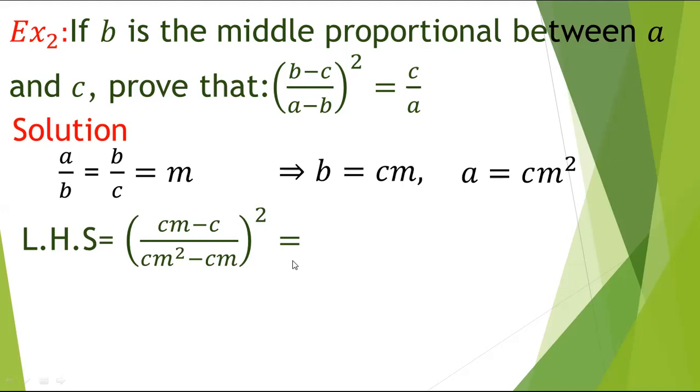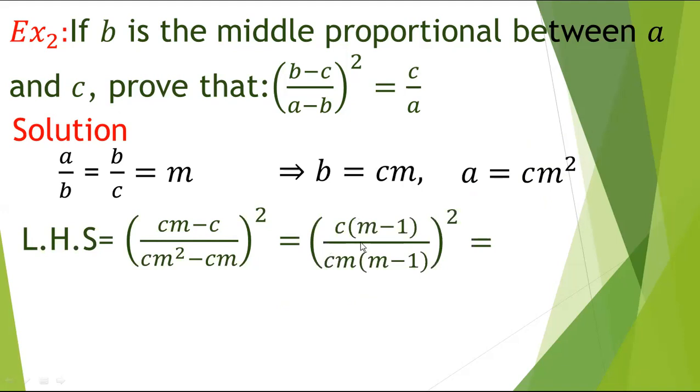The second step, as we said before, take HCF, highest common factor. In the numerator, we have C common factor, then C, open bracket, the remainder M minus C divided by C equals 1. Then C, open bracket, M minus 1. In the denominator, we have Cm common factor, then the remainder from the first Cm power 2 divided by Cm equals M, minus Cm divided by Cm equals 1. We can cancel the bracket up and the bracket down, M minus 1, M minus 1.